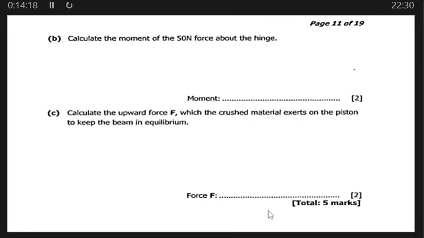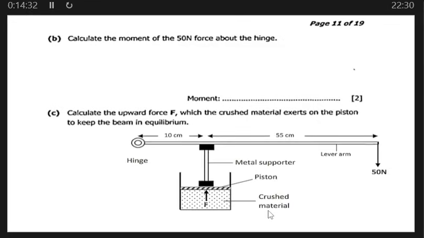So now in this question, they're asking us to calculate the moment of the 50 Newton force about the hinge, and the hinge is the turning point. So let's go back to the question. This is the diagram here. They are asking the moment of this force here about this hinge here. For us to answer this question correctly, we must draw what we call a free body diagram, which is going to represent this situation, ignoring other things which we don't need to include.